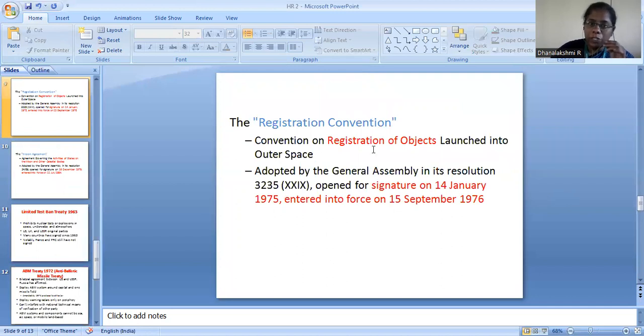The fourth one is the Registration Convention. As we know, all the objects launched into outer space, the activities carried out there, and whatever natural resources are exploited from outer space all have to be registered. So it is the convention on registration of objects launched into outer space. So that is about the Registration Convention. This was signed on 14th January 1975 but came into force in September 1976. It almost takes a year.